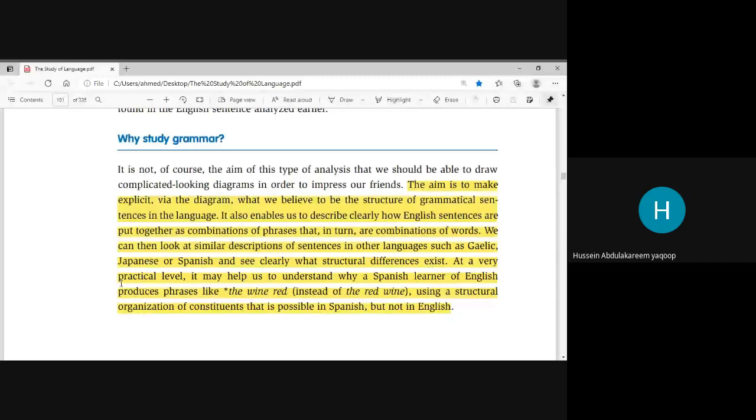The next one, at a very practical level, may help us to understand why a Spanish learner of English produces phrases like "the wine red," because he comes with the noun and then the adjective, as I explained earlier. Instead of "the red wine," in English we start with the adjective then the noun, but in Spanish or other languages we may start with the noun then the adjective, using a structural organization of constituents that is possible in Spanish but not in English.